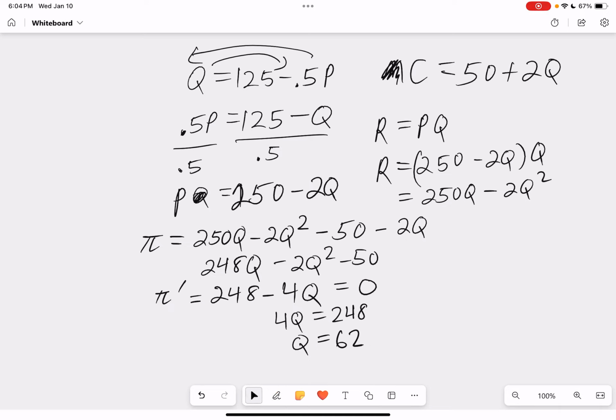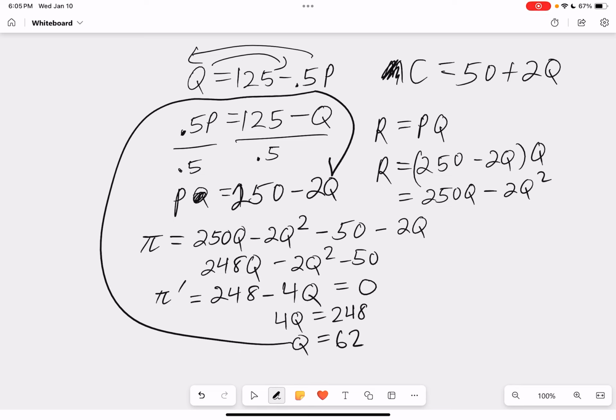So if you are interested in maximizing profit, you would sell 62 units. To get the price, we take that 62 and we would put that back into the P function. P is 250 minus 2 times 62. 2 times 62 is 124. Do that subtraction, you would charge therefore $126. Bottom line, if you're interested in maximizing profit, you would sell 62 units at $126 a piece.